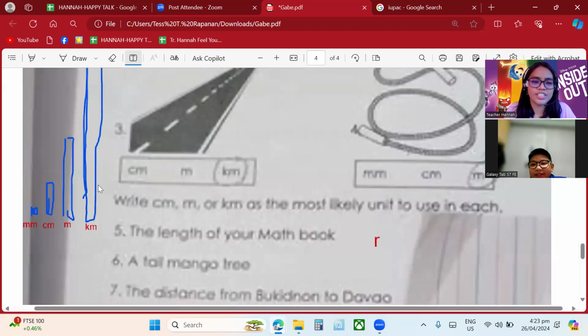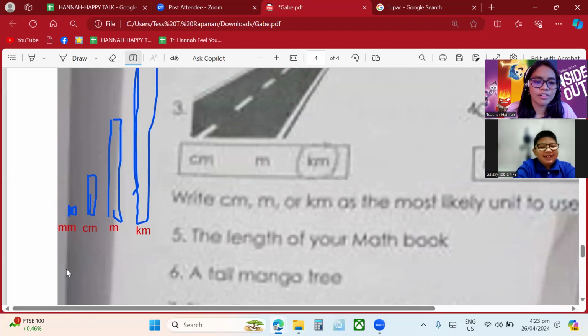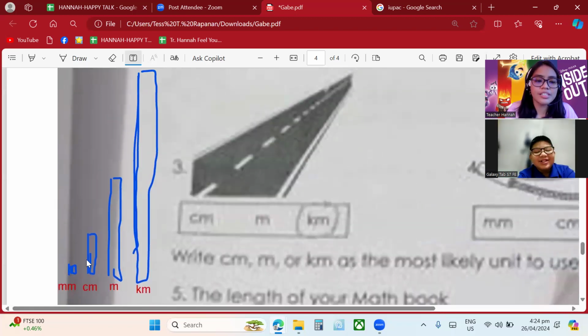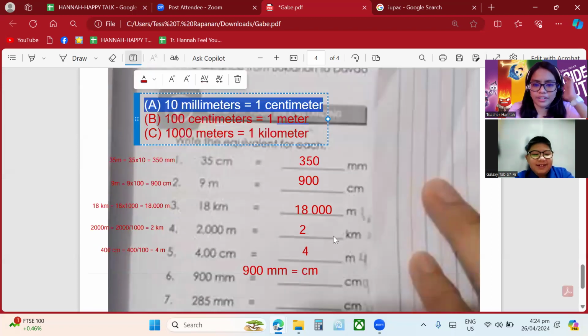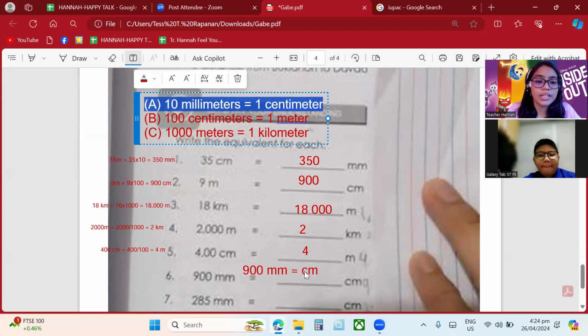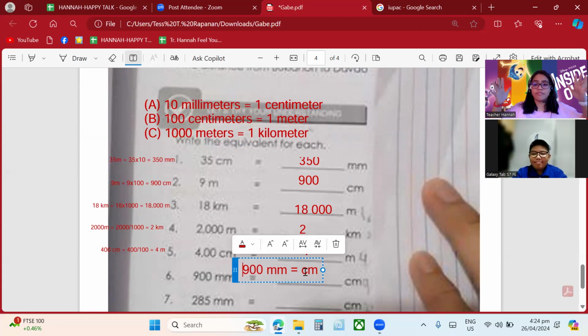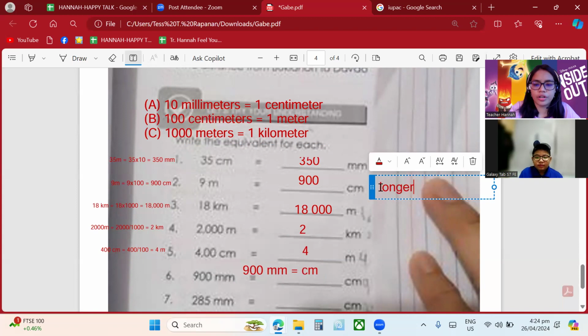Shorter. You're changing your answer. What's your final answer? Look at this one. Millimeters. Longer. Very good. So if we are going longer, that means we will divide. If longer, divide. Shorter, multiply. Okay? Always remember that. Longer, divide. Shorter, multiply.